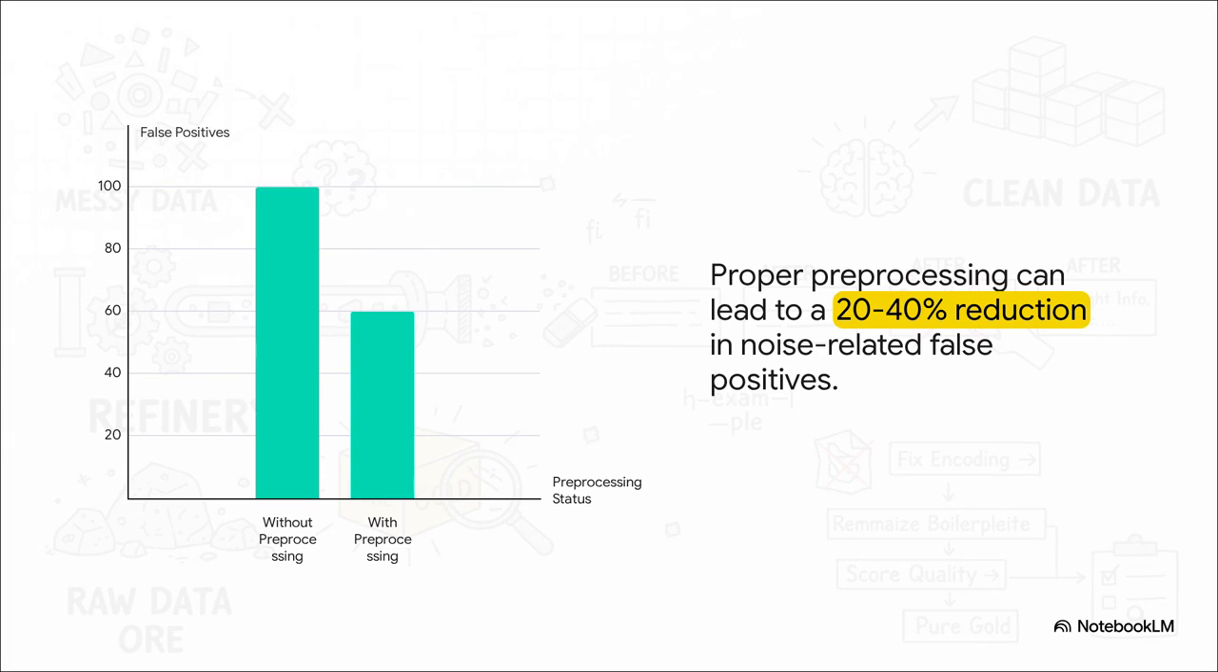And look, this isn't some small, nitpicky thing. The numbers don't lie. Getting your preprocessing right can slash your noise-related false positives by 20 to 40%. That is a huge deal. It means your system stops pulling in junk documents and starts giving you the sharp, accurate answers you're actually looking for. So yeah, let's dive in and see how we do it.